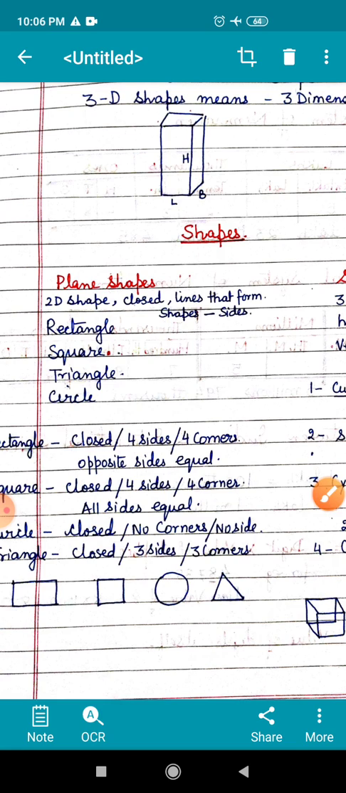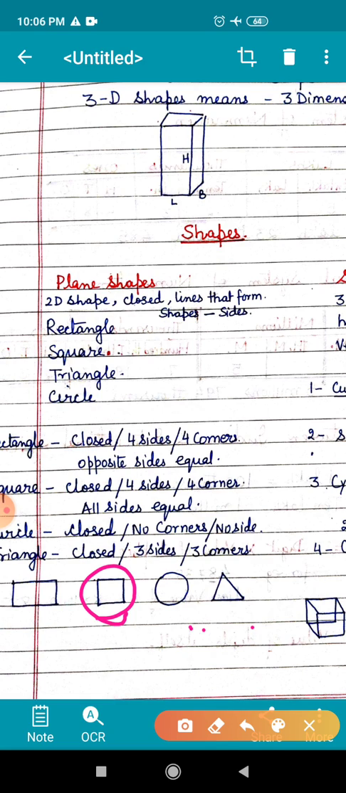Now the second one is square. Square is also 4-sided figure. It has 4 sides and 4 corners and its all 4 sides are equal. Circle, it has no corners and no sides. And triangle, it has 3 sides and 3 corners. As you all know, corners are also known as vertices.